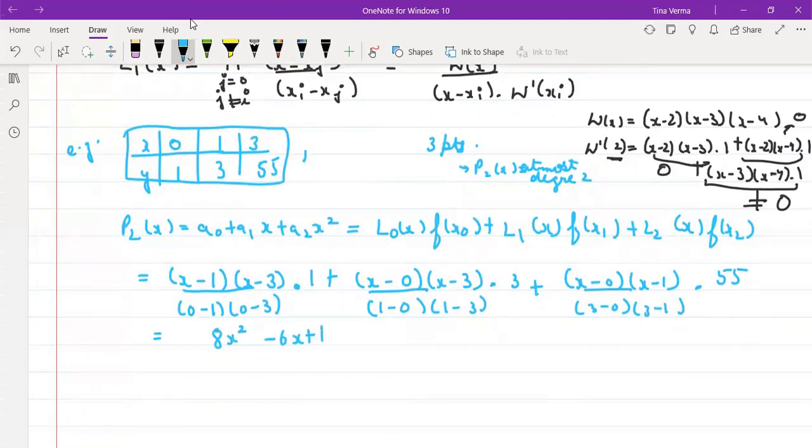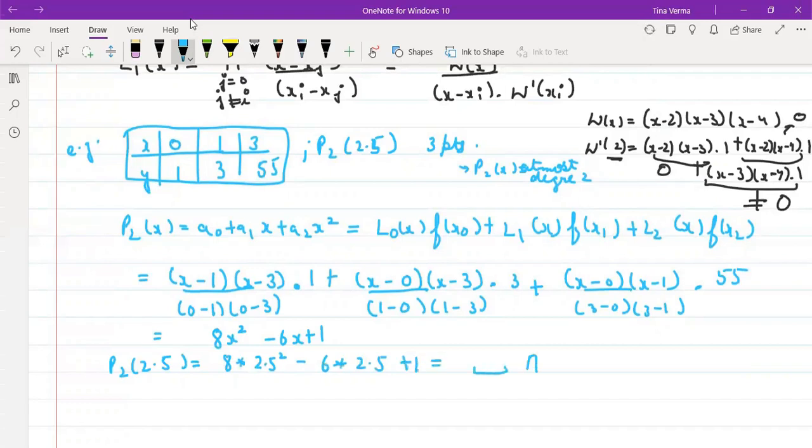So if you want to calculate the polynomial's value, suppose at 2.5, what you will do, you will substitute 2.5 over here. That means 8 into 2.5 square minus 6 into 2.5 plus 1 and you will get your answer. Clear up to here? Yes or no? Any doubt?